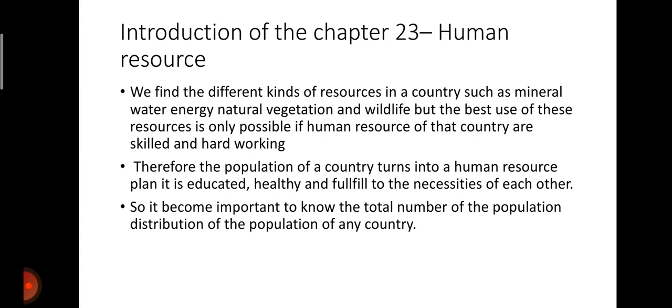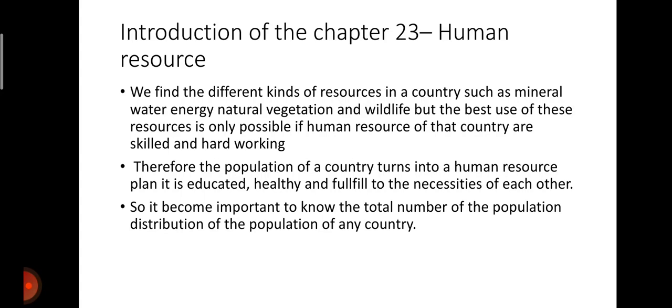We find different kinds of resources in a country, such as mineral, water, energy resources, natural vegetation, and wildlife. But the best use of these resources is only possible through human resources, on the basis of human skill and hard work. Therefore, the population of a country turns into a human resource.